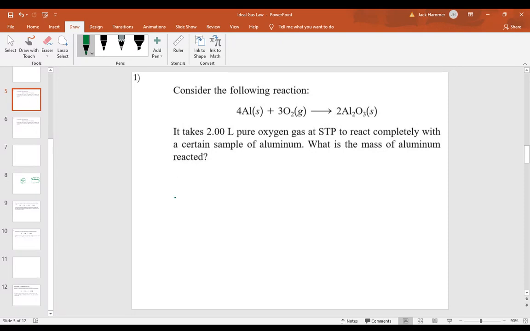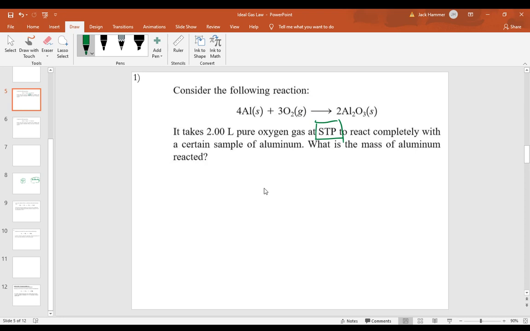All right, so the first problem on your problem set is this one. It's the aluminum reacting with oxygen to form aluminum oxide reaction. And they are doing this at STP conditions. In fact, the first two questions, numbers 1 and 2, are both STP problems. So I'm going to give you a little hint, a little clue. You do not need to use the ideal gas law for the first two problems.